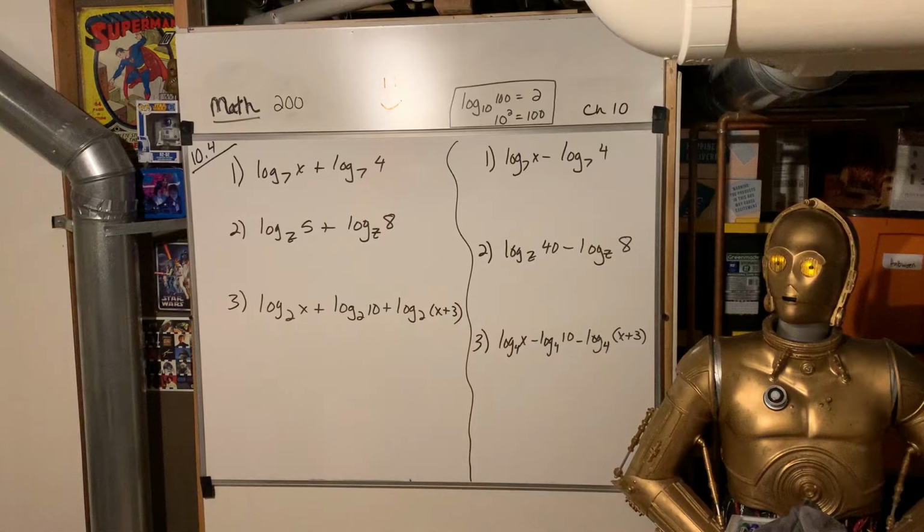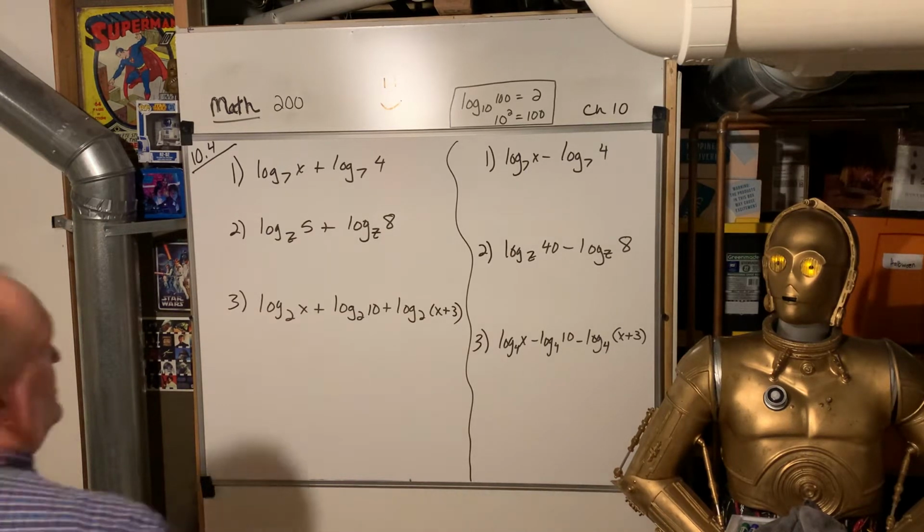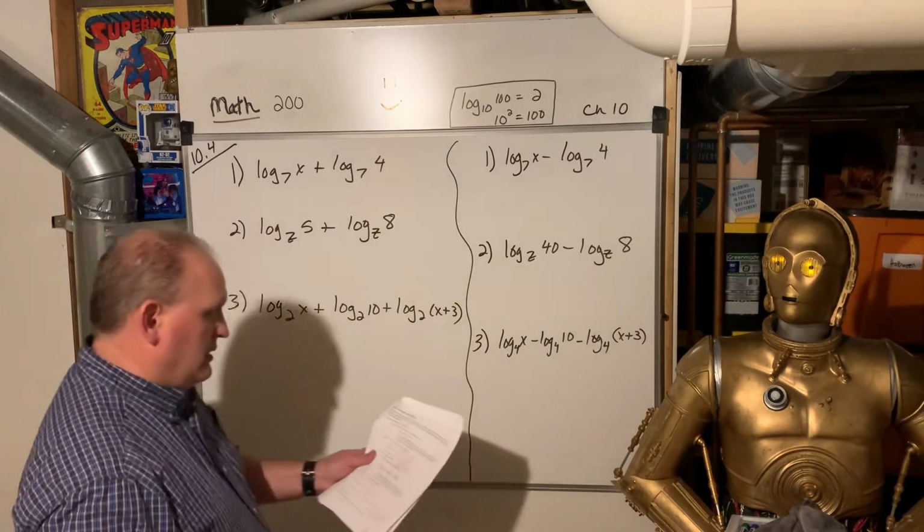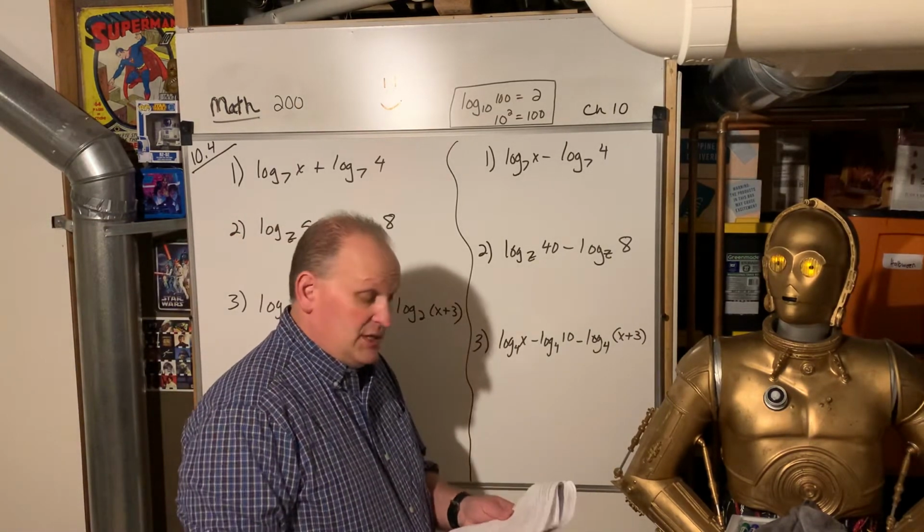Okay, we are back. This is Math 200. We're looking at the Chapter 10 note packet from Newton, and we're on 10.4. That is page 18 in the note packet.